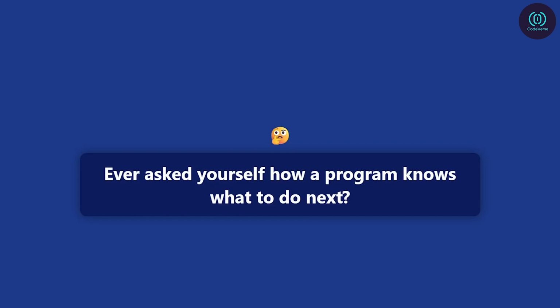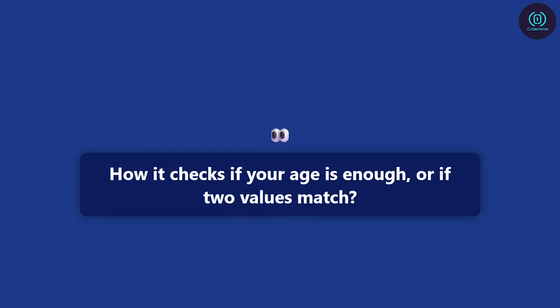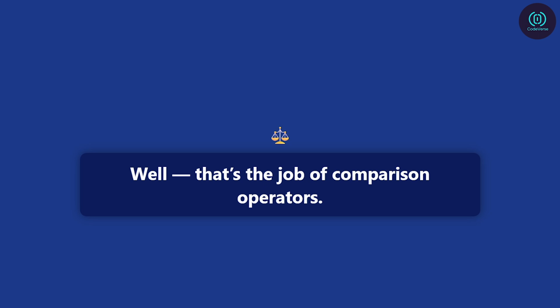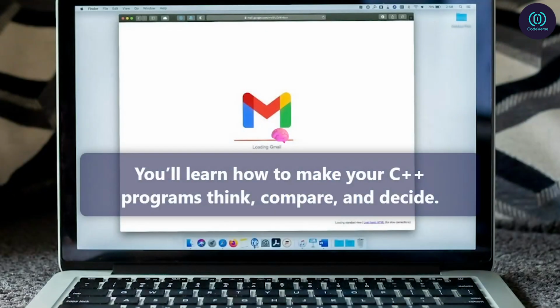Ever asked yourself how a program knows what to do next? How it checks if your age is enough, or if two values match, or which number is larger? Well, that's the job of comparison operators. In this video, you'll learn how to make your C++ programs think, compare, and decide.